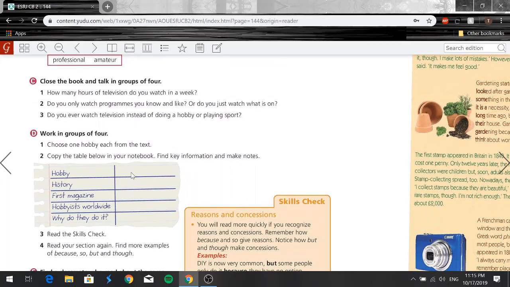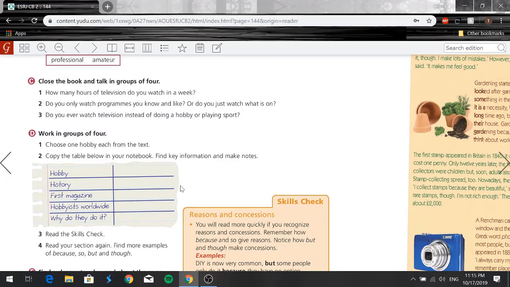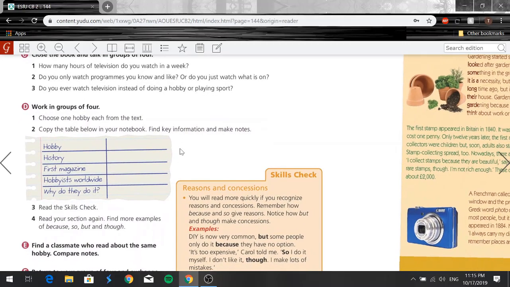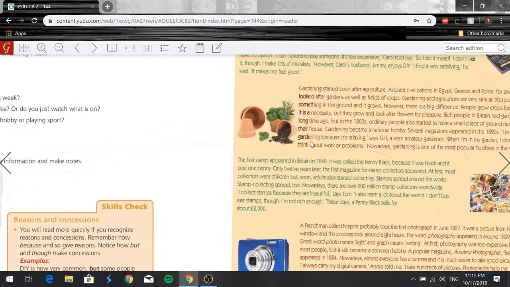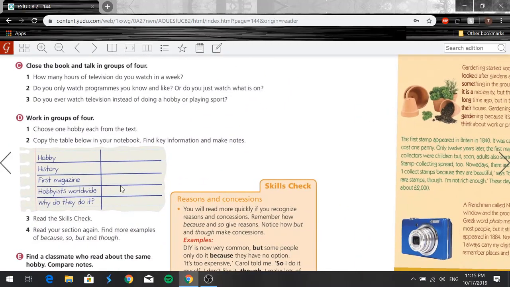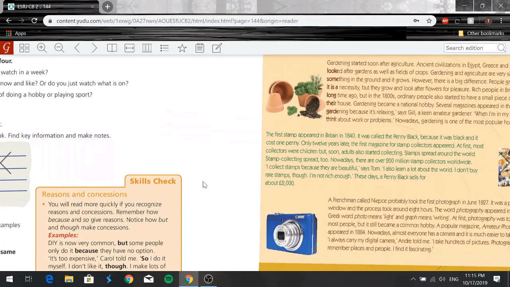Alright, so we're going to pick one hobby. Personally, I'd like to pick gardening, because I think gardening is pretty interesting. So hobby, we'll say gardening. Its history, we'll say that it started soon after agriculture, and it was in Egypt, Greece, Rome, etc. First magazine was, I think it was in 1820, if I'm not mistaken.